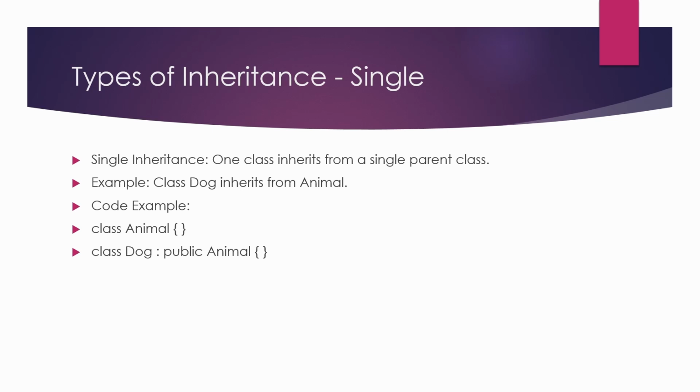In single inheritance, a class inherits from one parent class. This is the simplest form of inheritance. For example, a dog class can inherit from an animal class. A dog will have all the properties and methods of the animal, but it can also add its unique features.